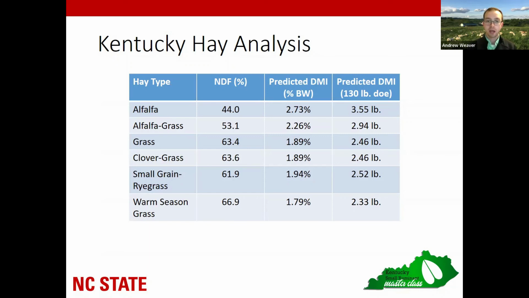On the opposite end of the spectrum, you have a hay like some of our warm season grasses, where NDF could be as high as close to 67%. Here, our predicted dry matter intake is only 1.79% of body weight. Those animals would only consume about 2.33 pounds per day. So their dry matter intake is going to vary greatly based on the NDF values of the forages that those animals are consuming.